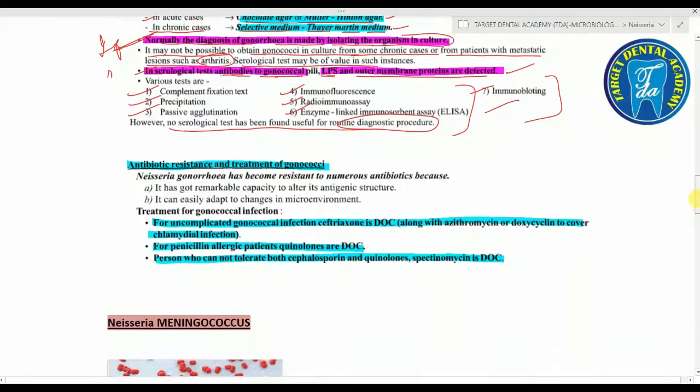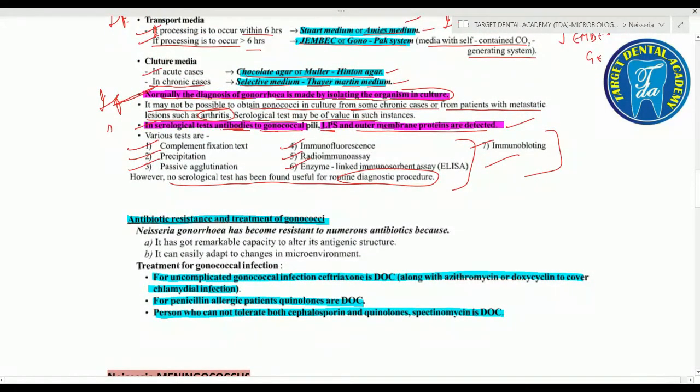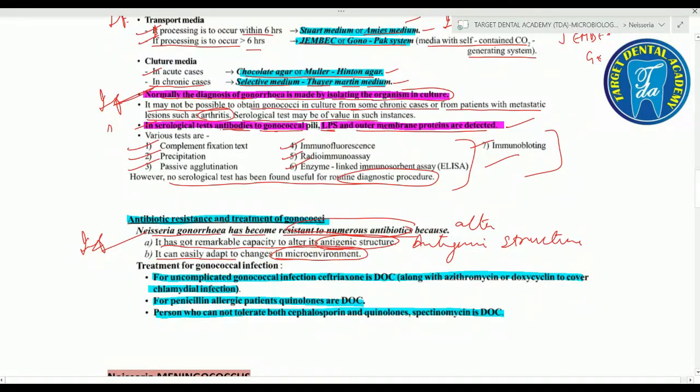After this, let's discuss the treatment and the antibiotic resistance of the gonococci. Neisseria gonorrhoeae has become resistant to numerous antibiotics. Why? Because it has a remarkable capacity to alter its antigenic structure, and it can easily adapt to changes in the microenvironment.